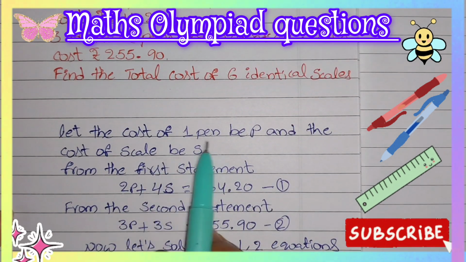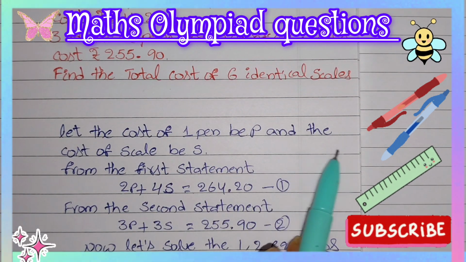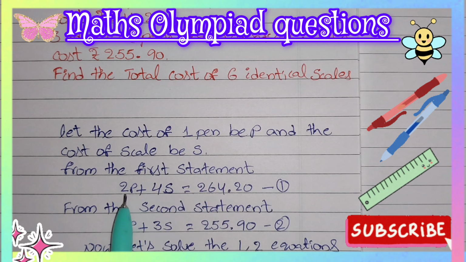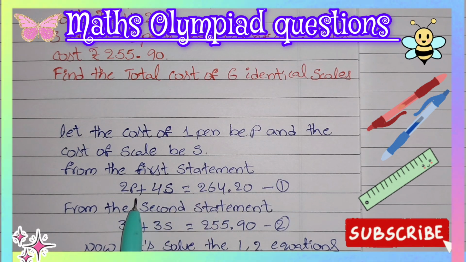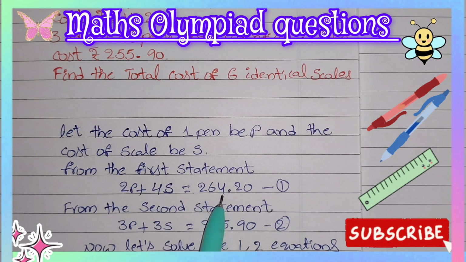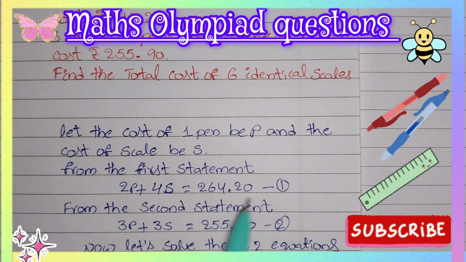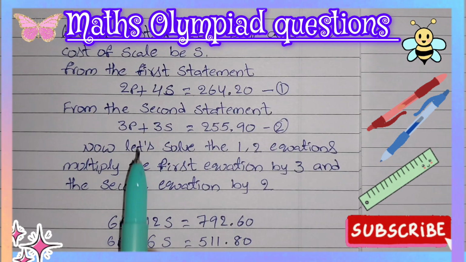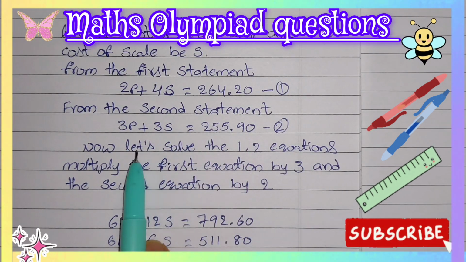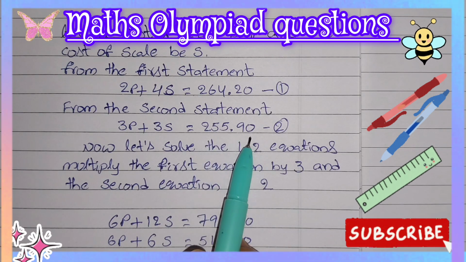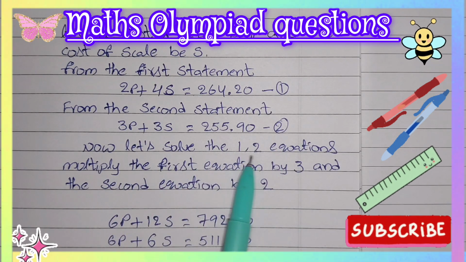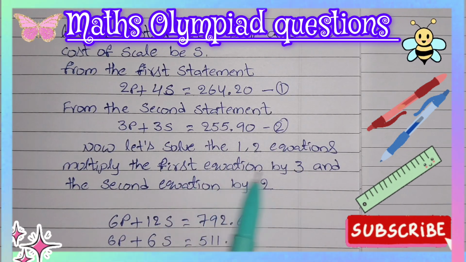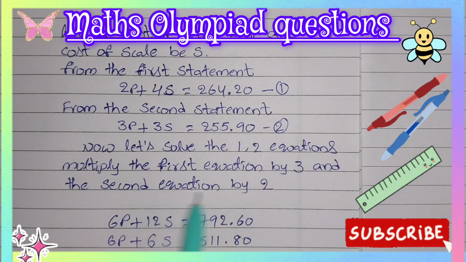Let's see how to solve this problem. Let the cost of one pen be P and the cost of one scale be S. From the first statement, 2p plus 4s equals 264.20. From the second statement, 3p plus 3s equals 255.90. This is the second equation. Now let's solve equations 1 and 2.